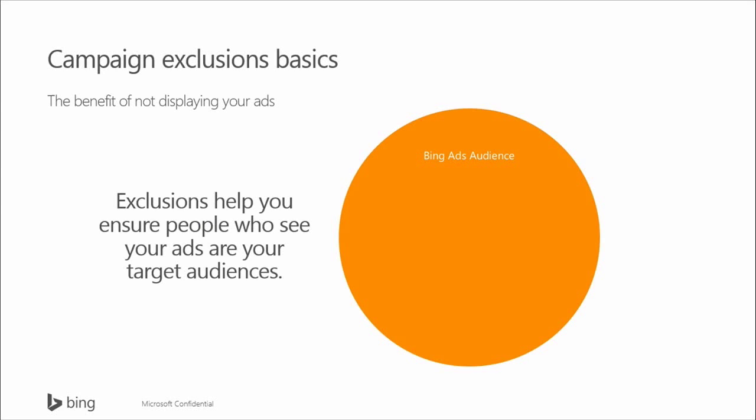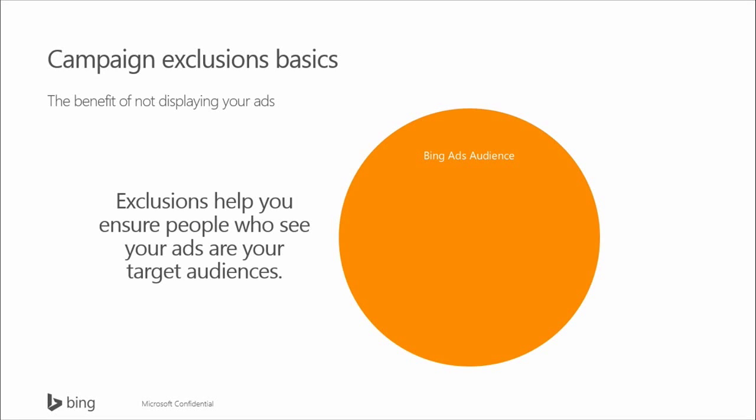So the last advanced feature that we're going to touch on is actually something that we've touched on here and there throughout the first 2 modules a little bit, and these are the campaign exclusions. So why you would want to exclude?